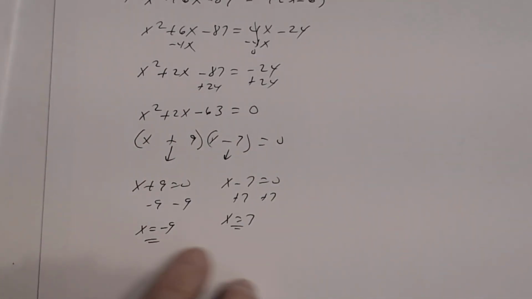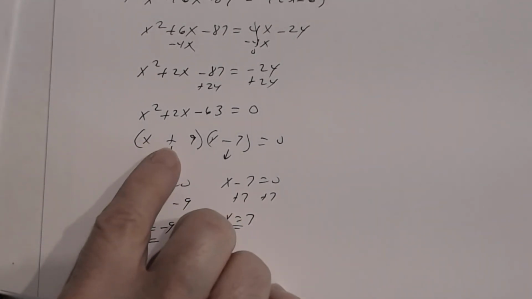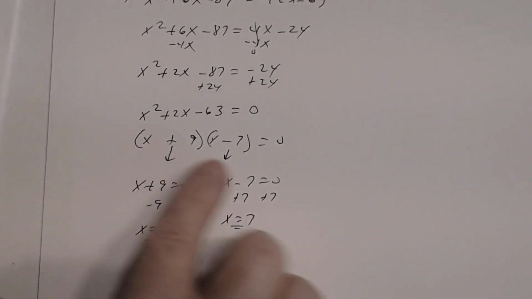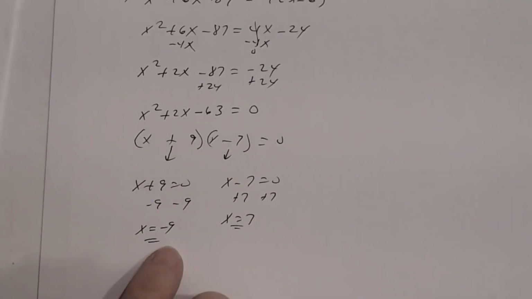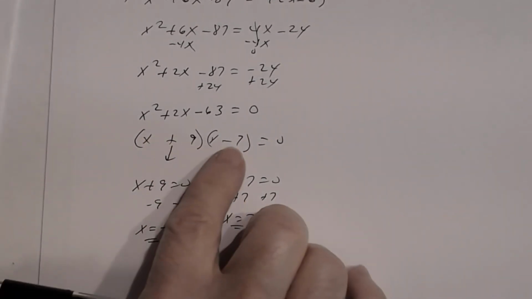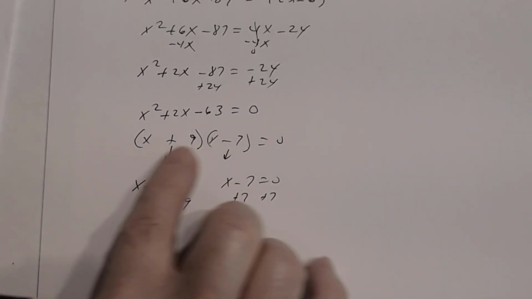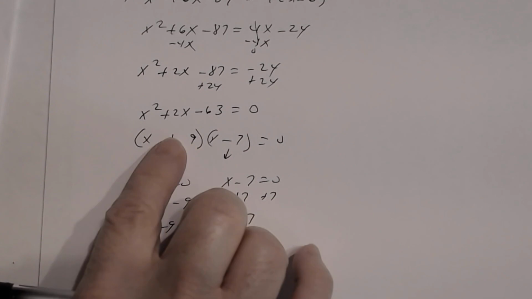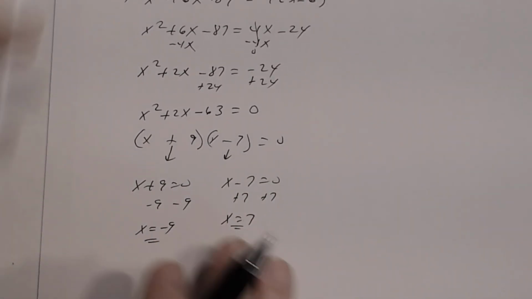So if x is 7, let's say, 9 plus 7, what's that? 16. 7 minus 7 is 0. What's 16 times 0? 0. Negative 9. Negative 9 and a negative 7 is a negative 16. Negative 9 plus 9 is 0. 0 times a negative 16 is 0. Okay, so those work.